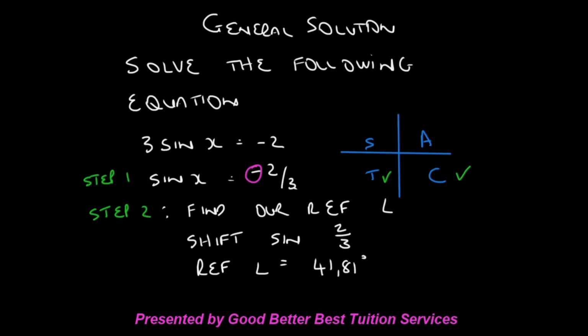I'm sure you're going to ask me, why are we not taking the negative into consideration? At this stage, the negative is purely to place into quadrants. And once we've placed it in quadrants, we're going to be using our reference angle. So we ignore the negative and we do shift sine 2/3. So our reference angle is 41,81 degrees. And let's see what we need to do with that information.